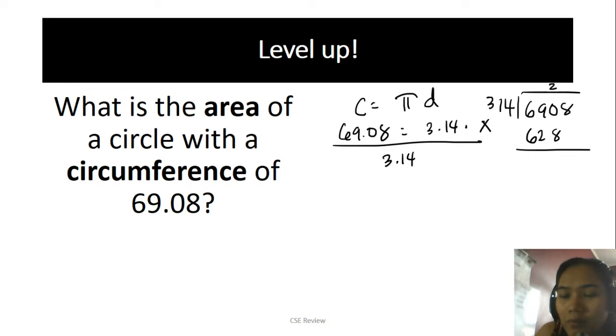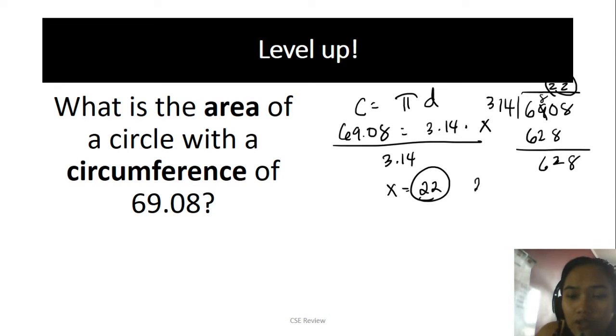Okay. Then, we just subtract. You have 2. Borrow from there. That becomes 8. So, 628. Okay. We divide our 628 by 314. That is going to give us 2. So, that means your diameter, or x, is equal to 22. Okay, now, to get the area, we first need to get the radius. So, 22 divided by 2 is 11. This will be the radius. Okay? The radius is 11.